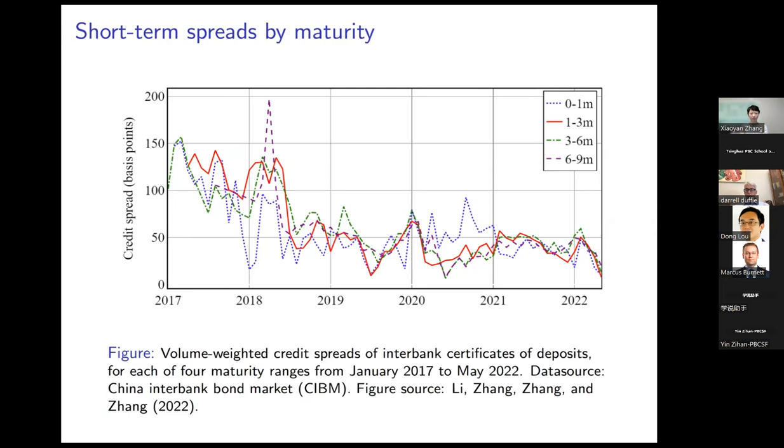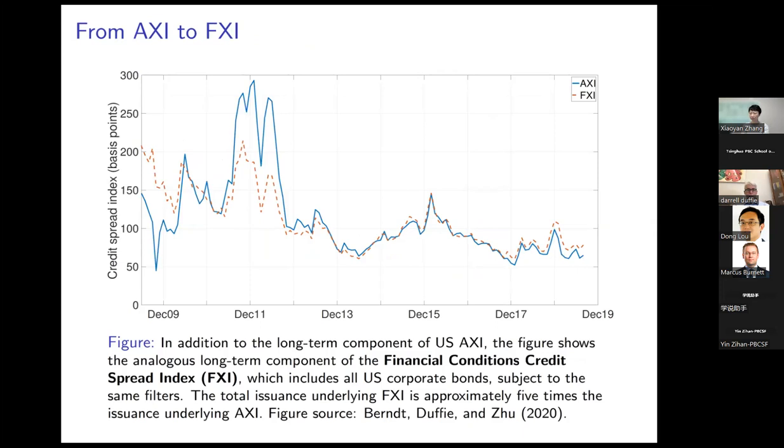Here's what AXI has looked like in the United States up till the paper that I wrote with my colleagues, Antje, Berndt, and Yichao. And I've also plotted AXI with another time series, which is the Financial Conditions Credit Spread Index, or FXI. And what is FXI? Well, it's exactly the same as AXI, except rather than limiting to bank issuances, we go to the entire corporate issuance market, all issuances of all public firms. And then we do the same averaging, and we come up with the FXI index.